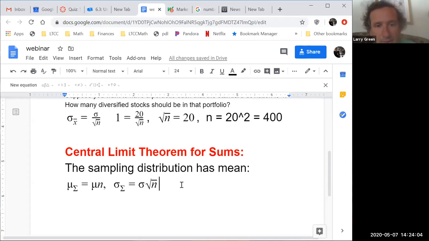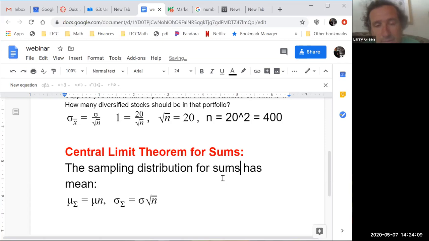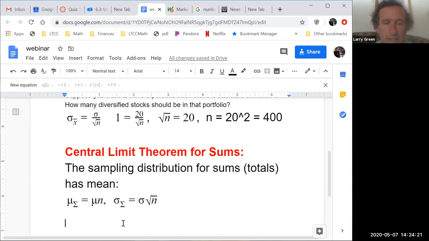Okay. So sampling distribution, let me write for sums. And I'll even put parentheses, totals. And that's the big theorem. Any questions at all on this theorem?